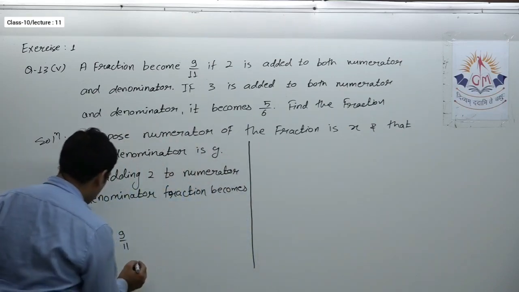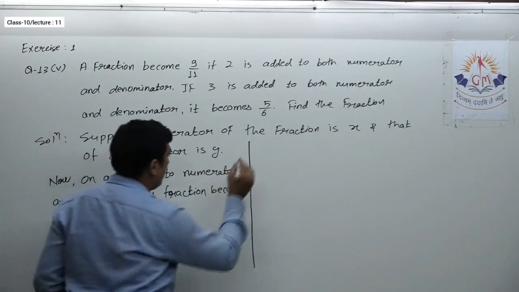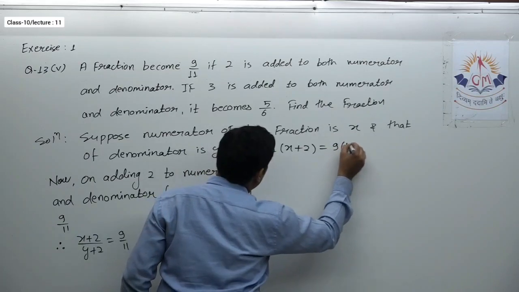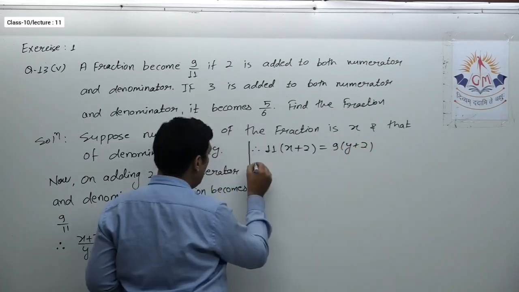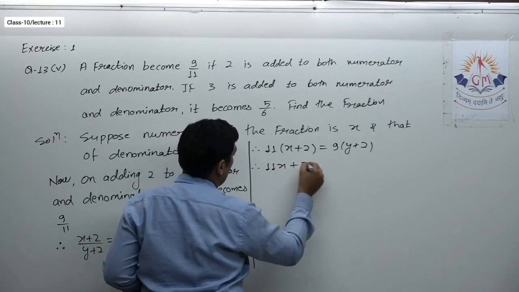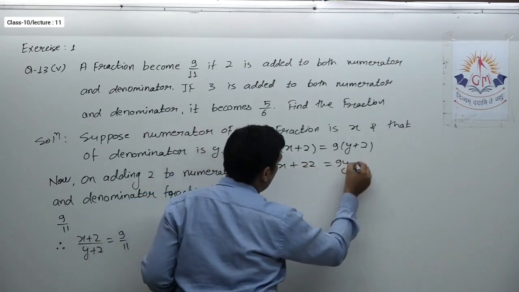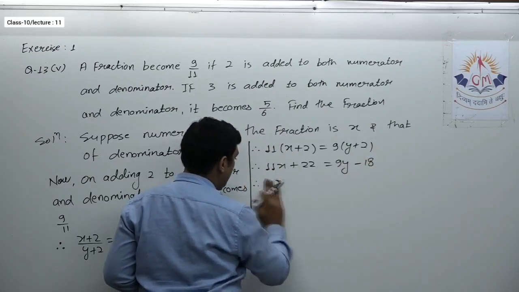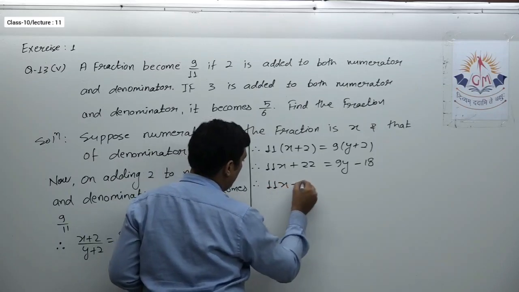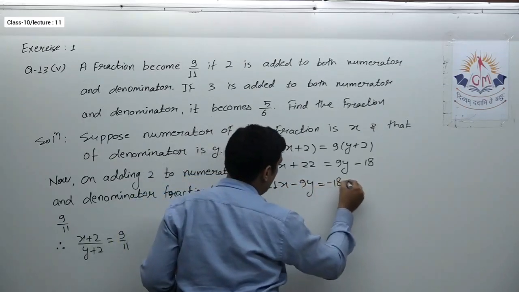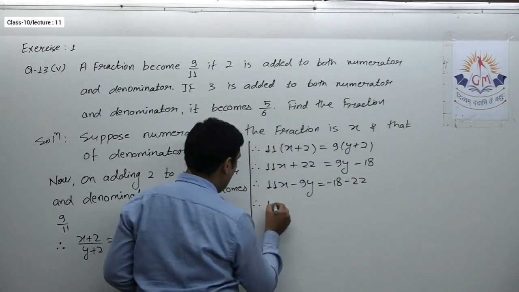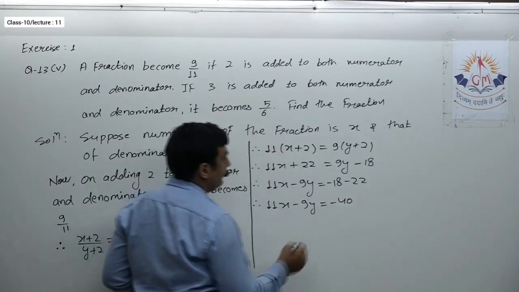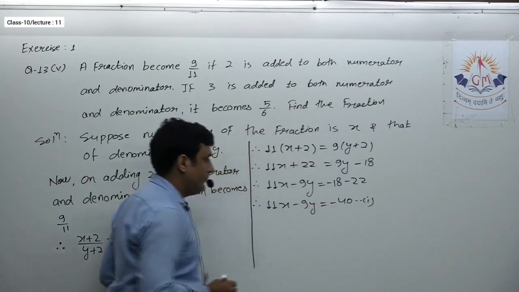So here we do the cross multiplication, 11 and 9 over here. So this will become 11 times (x plus 2) is equal to 9 multiplied by (y plus 2). So this will become 11x plus 22 is equal to 9y minus 18. That is 11x minus 9y is equal to minus 18 minus 22. So ultimately it will become 11x minus 9y is equal to minus 40. So this I can say is my first equation.